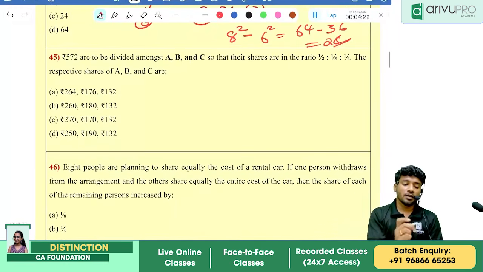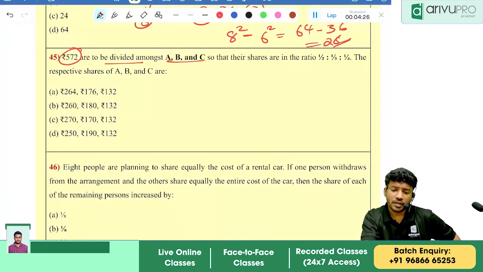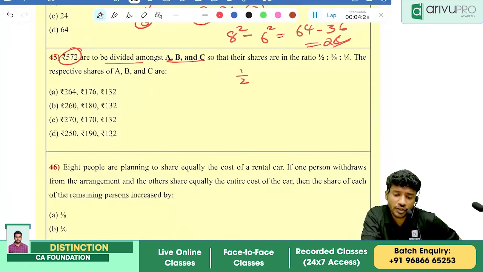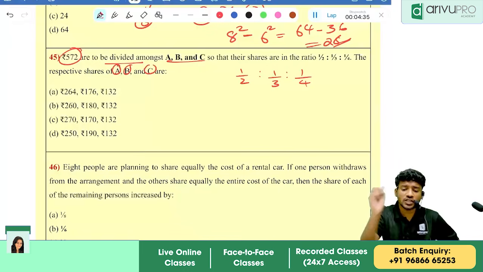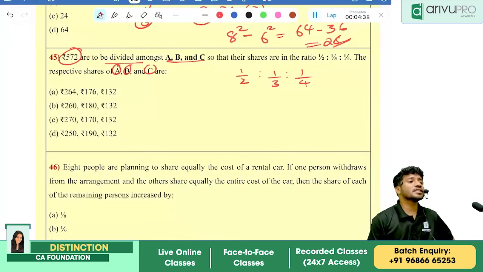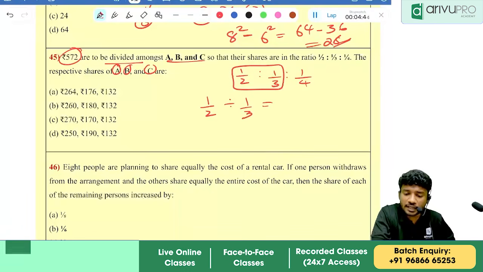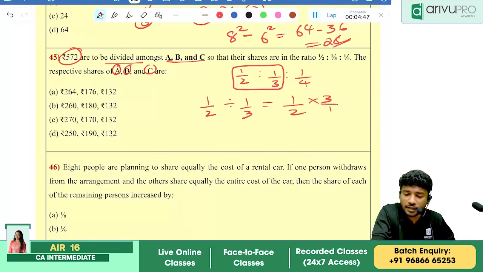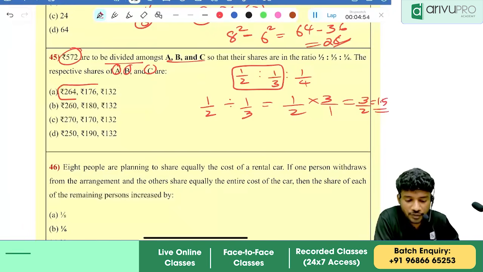Next one. 572 is to be divided among A, B, C. Their shares are in the ratio 1 by 2 is to 1 by 3 is to 1 by 4. Then the respective shares of A, B and C are what is the question. What is the easiest way? Option hitting. People, 1 by 2 divided by 1 by 3, can I write it as 1 by 2 into 3 by 1, which is equal to 3 by 2, that is 1.5. Check which option is giving you 1.5.